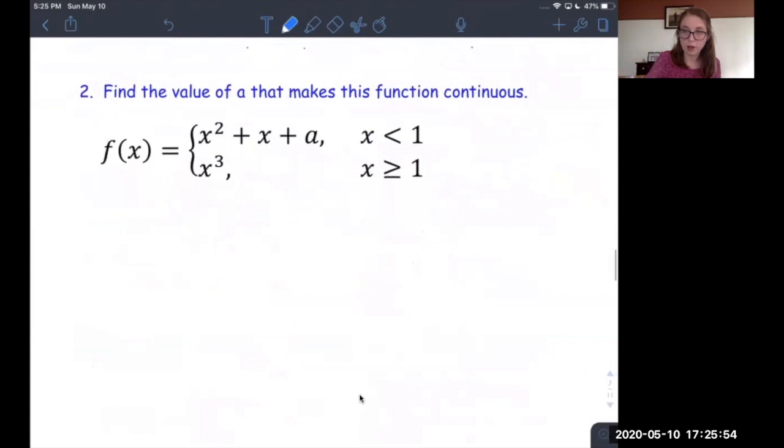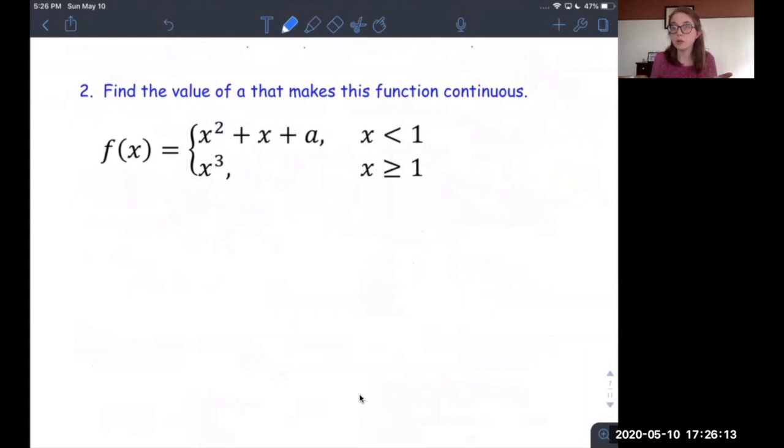Another really typical type of AP problem is to give you a piecewise function and put a variable constant in it and find the value that makes the function continuous. So in this case, we've got a piecewise function that breaks at 1, and we want to make sure that we pick an A value that is going to make the function continuous.